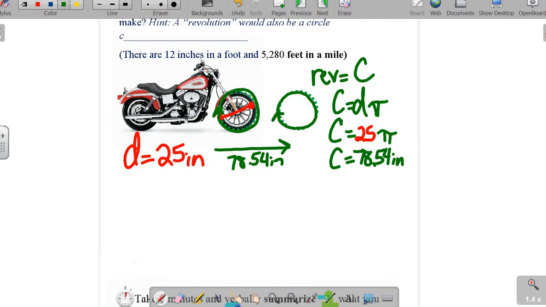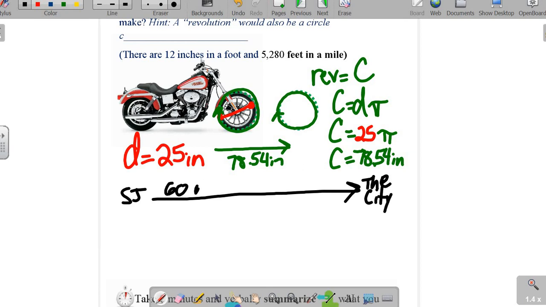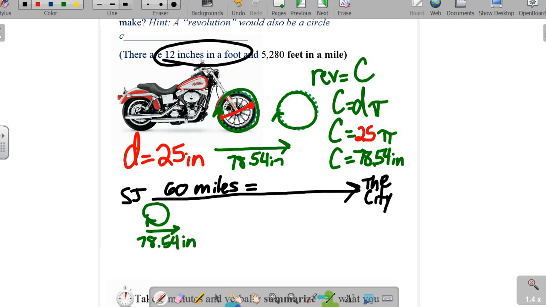Part of the issue here, though, is that the distance is not being measured from San Jose to San Francisco in inches. From San Jose to San Francisco is 60 miles. And we are asking, how many times does this wheel turn, which travels a mere 78.54 inches? How many wheel turns are within that 60 miles? So we have to get the 60 miles into inches. You're given a couple pieces of information. For every foot, there's 12 inches, and there's 5,280 feet in a mile.